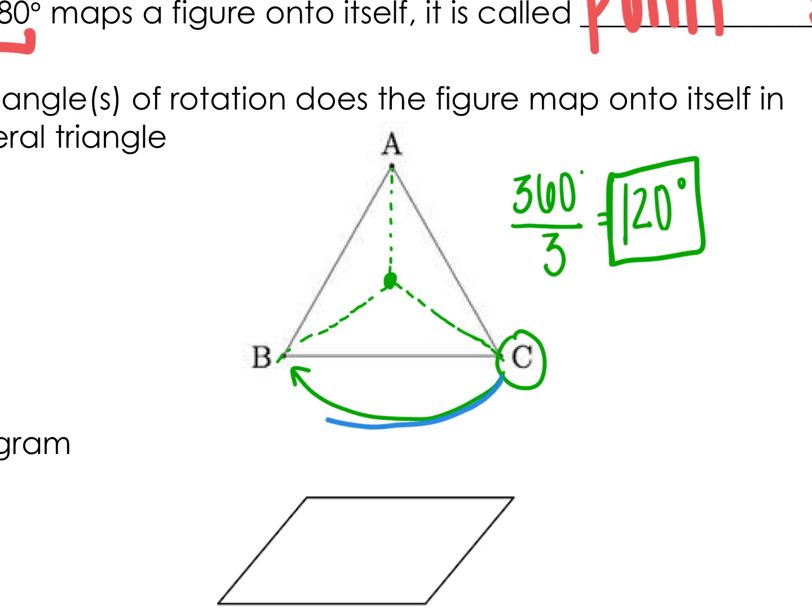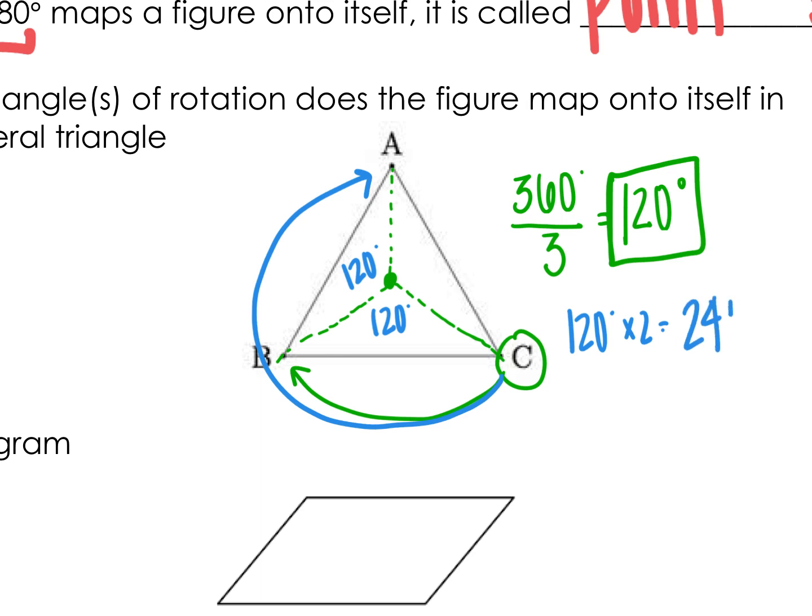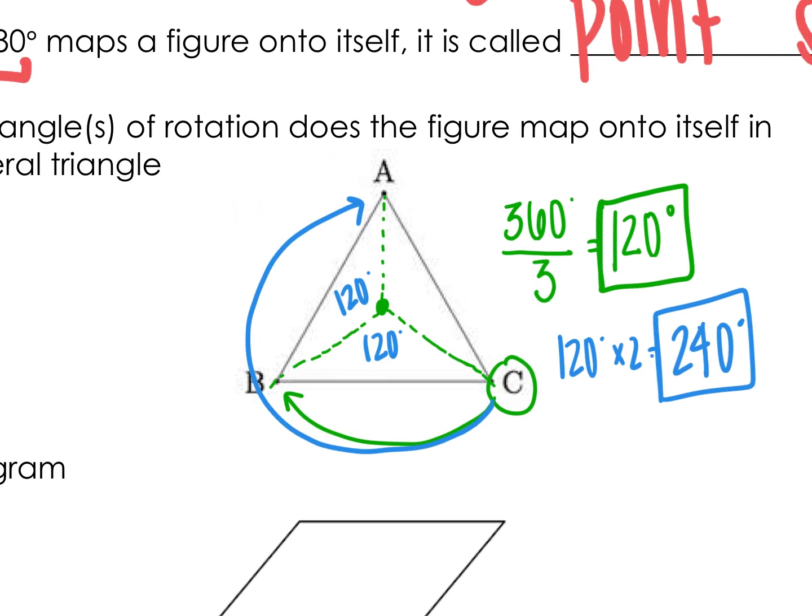Or we could go from C all the way to A, and it would still map onto itself. So if this is 120 and this is 120, we can take 120 and double it. We can get 240 degrees. So a rotation of 240 degrees will also map that triangle onto itself. It does not have point symmetry, by the way, because a rotation of 180 degrees would not map the triangle onto itself.